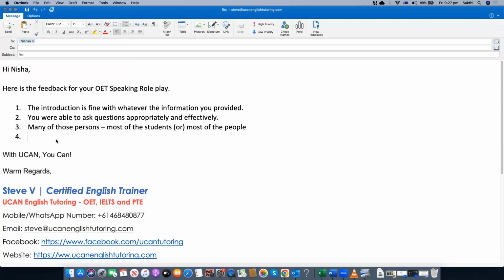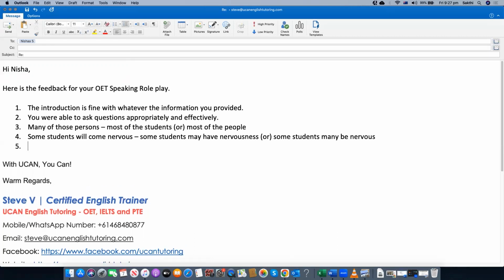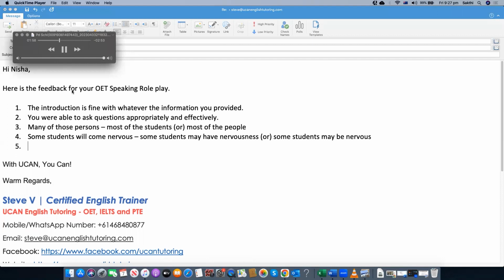No, it's wrong. So you can say, for example, instead of saying some students will come nervous, you can say some students may have nervousness. Or you can say some students may be nervous. That's also good. All right, that is absolutely fine. So you can use any one of them, but you need to ensure that you always use grammatically complete and correct sentences. Let's continue.